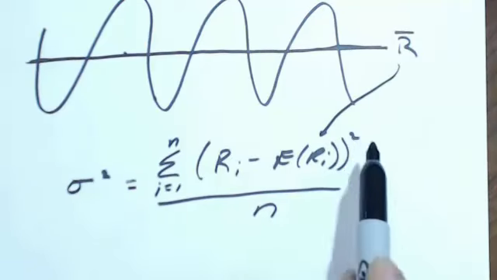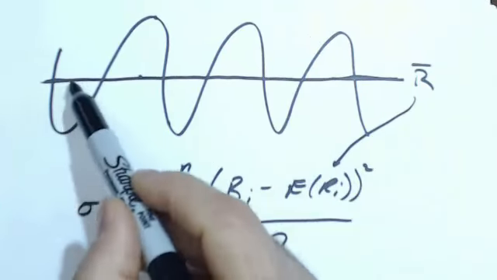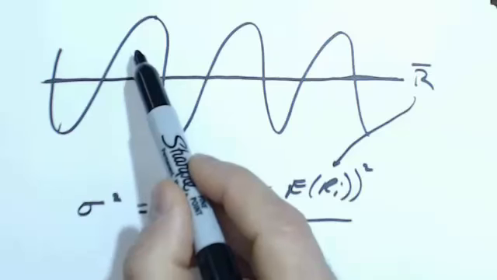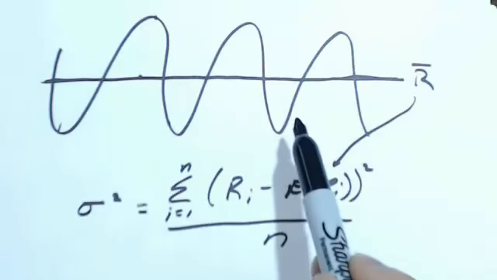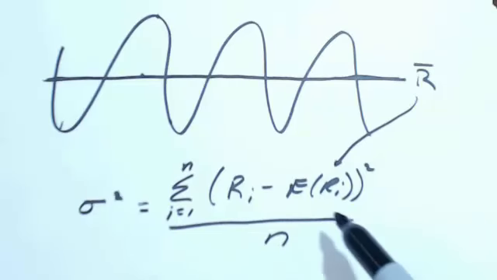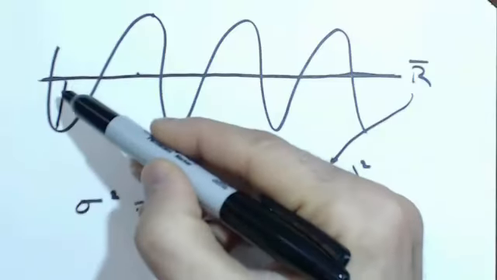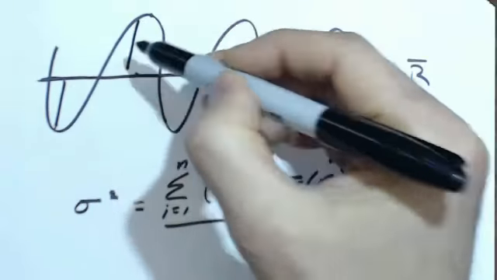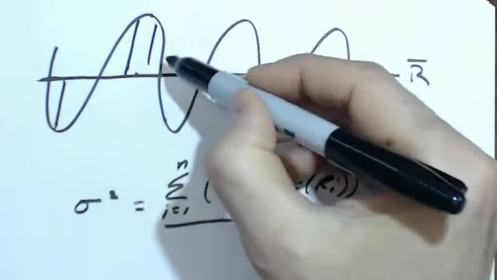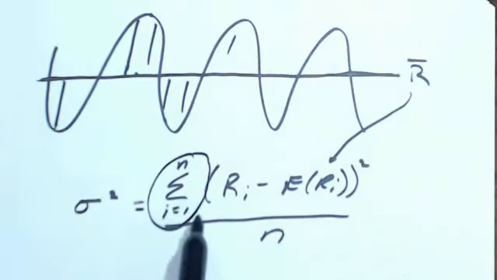And we're going to square them, because if we didn't square them, these negative deviations and these positive deviations would net to zero, and you wouldn't get anywhere. So you have to square them. And we're going to sum them up. So we're going to take this deviation, which is negative, we're going to square it, and then add it to this deviation that's been squared, and this deviation, and this, and this, and this, and so on. Add them up. That's what the sigma is.